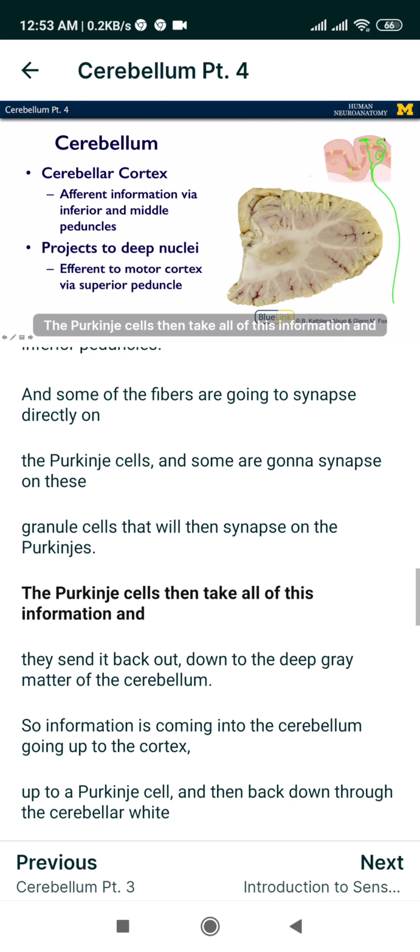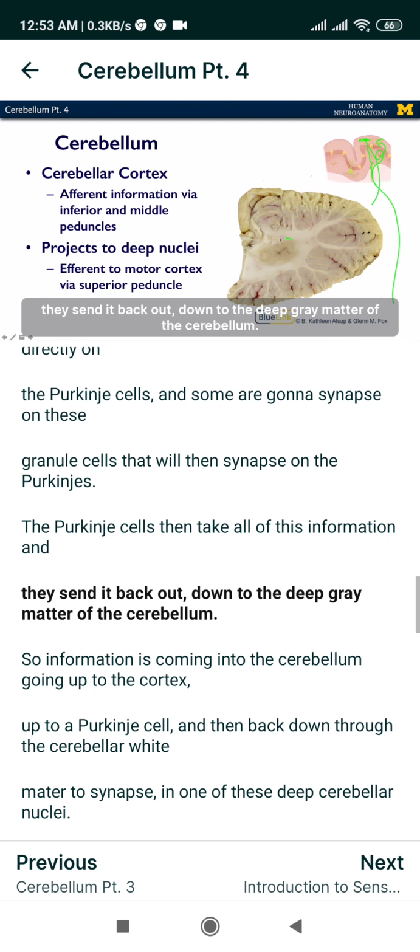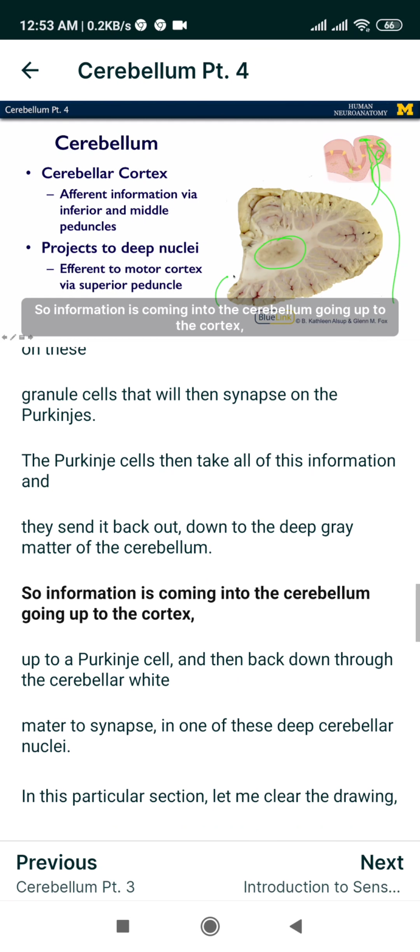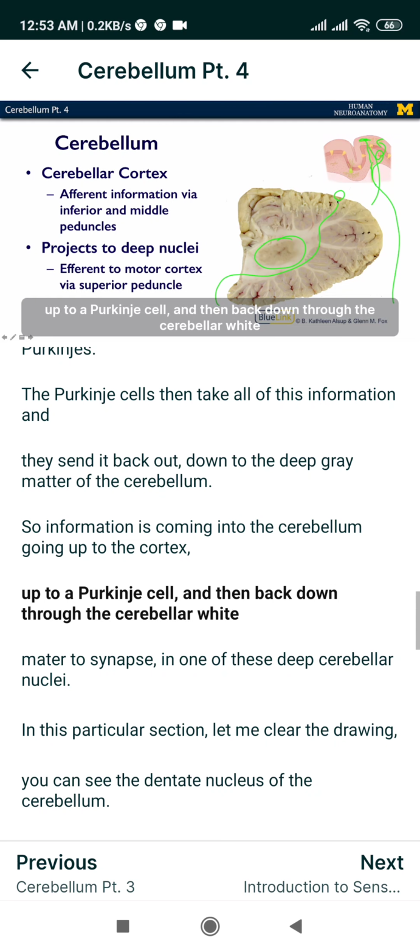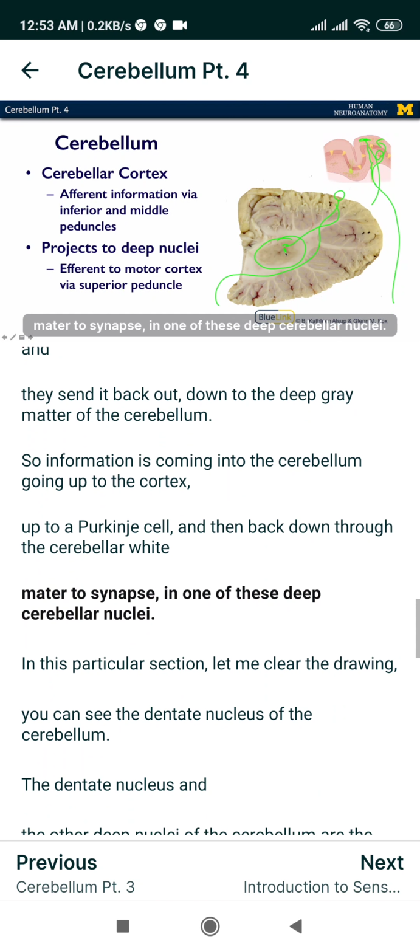The Purkinje cells then take all of this information and they send it back out down to the deep gray matter of the cerebellum. So information is coming into the cerebellum, going up to the cortex, up to a Purkinje cell, and then back down through the cerebellar white matter to synapse in one of these deep cerebellar nuclei.